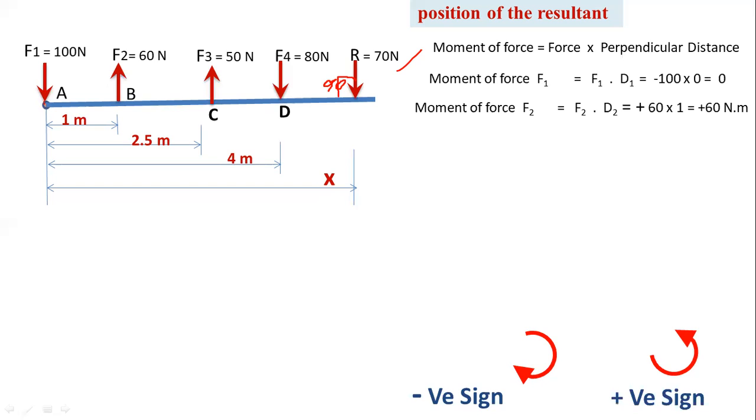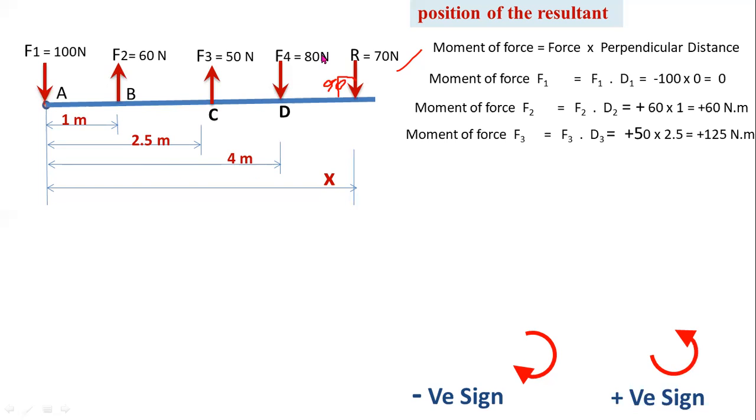Force into distance. In similar way, the moment of force F3 equal to distance 2.5 meters into force 50. Here this force is acting towards up, so positive sign, plus 50 into distance 2.5. Here the distance between point A and C is 2.5. This is the perpendicular distance.